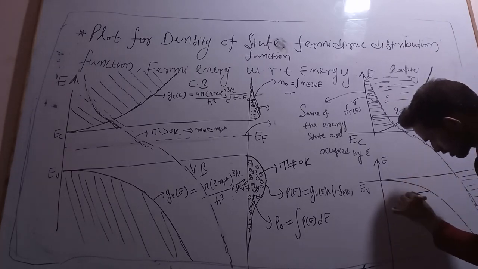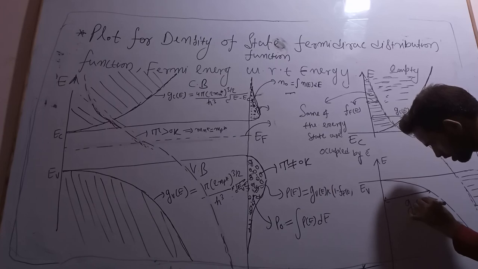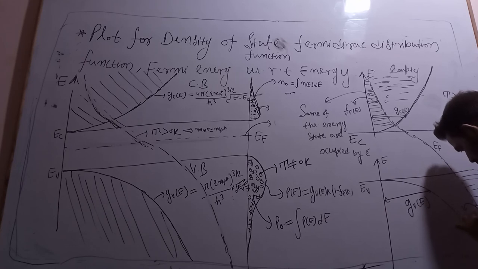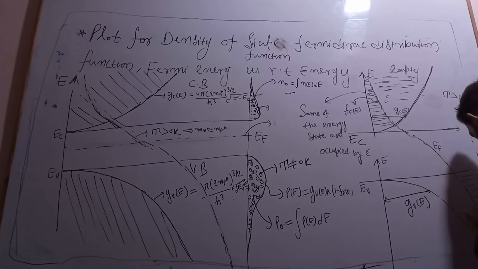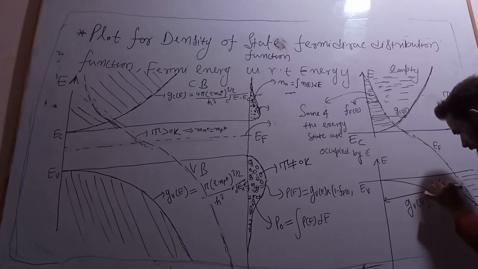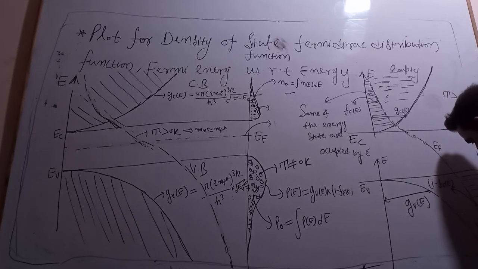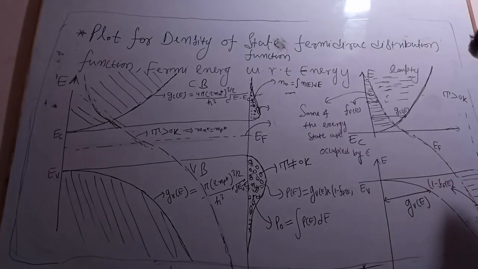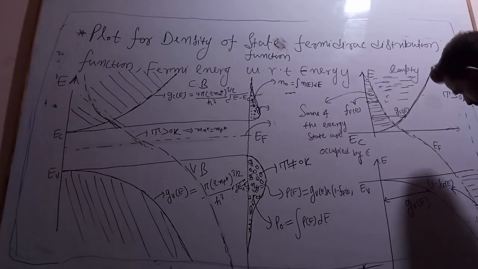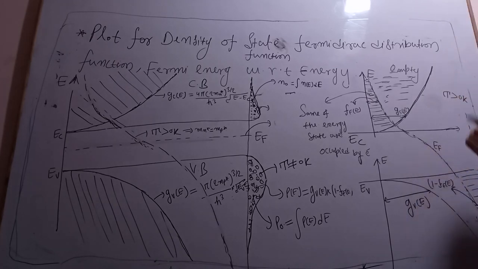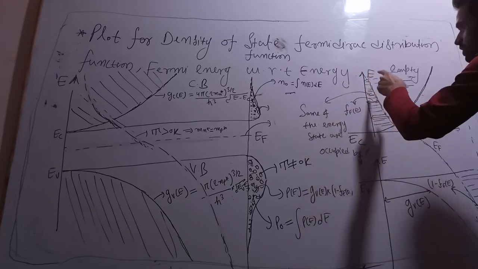So therefore, if you see this, this is what gv of E. Okay, so this is my gv of E, and this is nothing but 1 minus f of E. So let us write here, this is nothing but 1 minus f of E. This indicates the probability that the given quantum state is empty of electron. Similarly here, it indicates the probability that the given quantum state is occupied by electron.